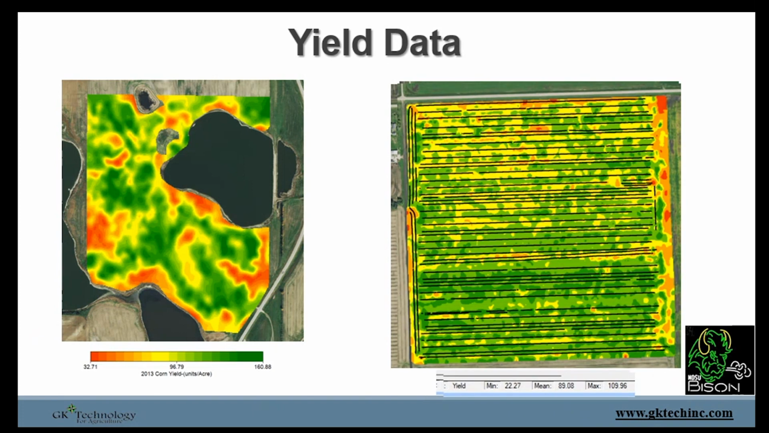So this is, I'm sorry if this is kind of small in the back, but this is what combine number 1 harvested in this field. And the minimum value for this combine was 22 bushels. And this is a wheat field, okay? So just to put things in perspective, the average yield was 89 bushels and the max was about 110.